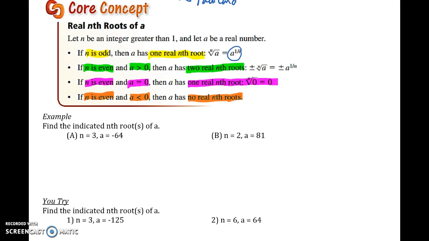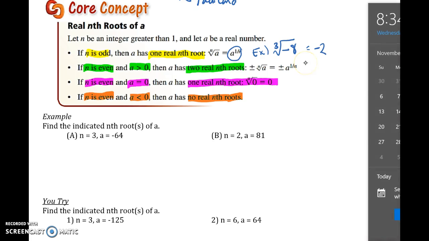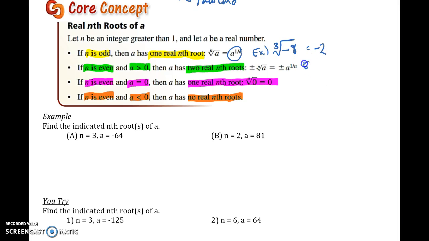So let me give you some actual examples so you can see what I'm saying here. When n, our index, is odd, for example 3, then the number inside will have 1 real root. So if we're looking for the third root of -8, the answer here would be -2, because -2 times itself 3 times is -8, right? If our index is even and we have a number greater than 0, then we have 2 real roots, the positive and the negative.